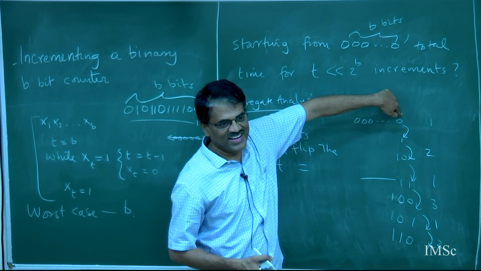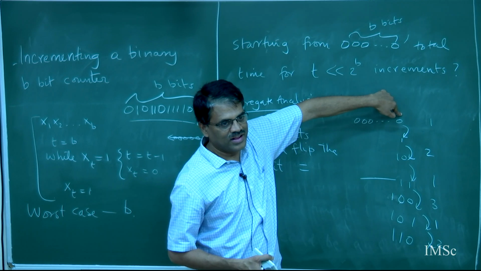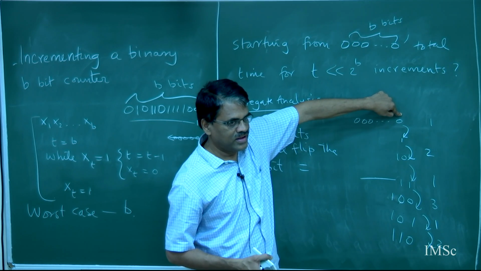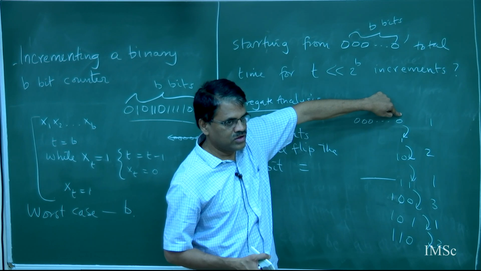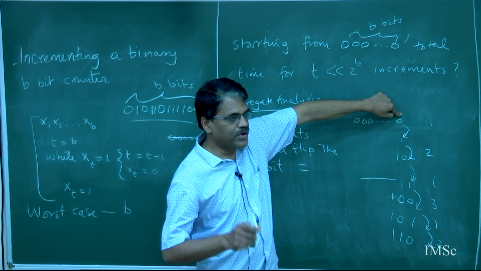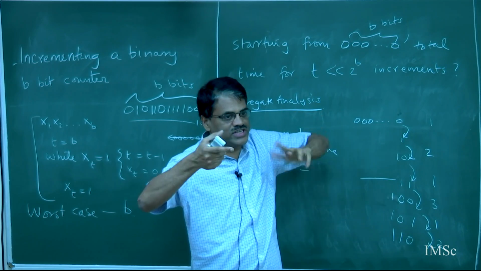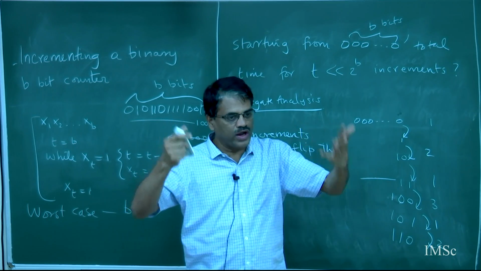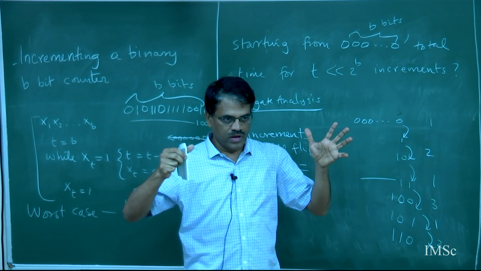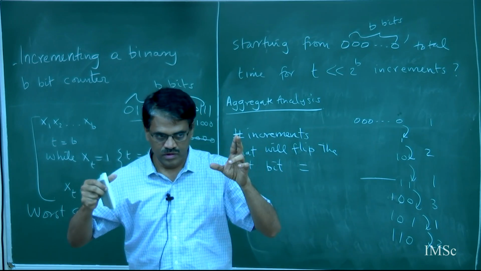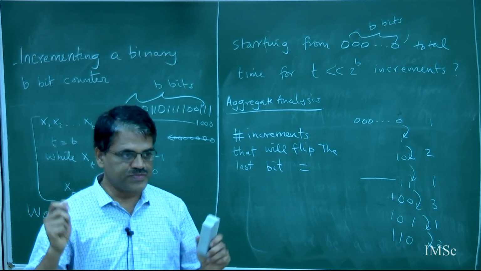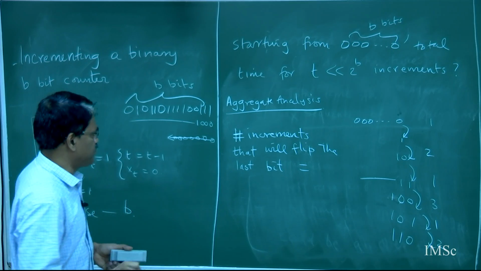Next time if you change it from 0 to 1, in the next operation you have to turn it again. Alternatively, it's getting changed. Yeah, but I'm talking about flip. That means both changes are a flip. Whether I change it from 0 to 1 or from 1 to 0, I'm calling it a flip. Oh, okay. Then it will be T times. Every increment flips it. So it will be T.